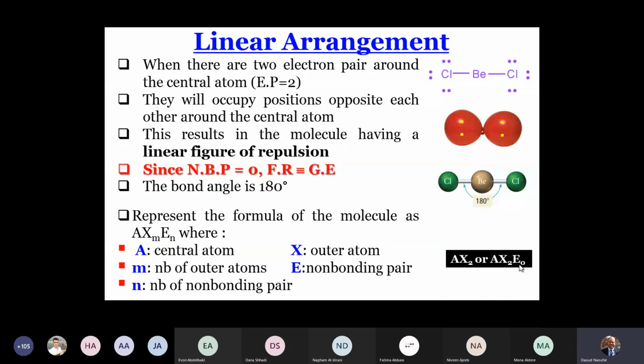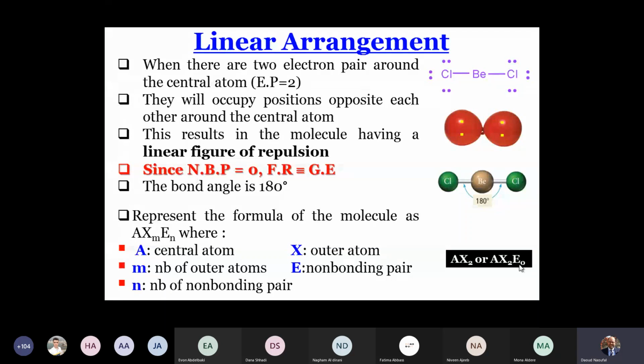What is the importance of this simple molecular formula? Any molecule in the question that has the simple representation AX2 or AX2E0, that means the figure of repulsion of this molecule is linear. The geometry of this molecule is also linear and the bond angle is 180.